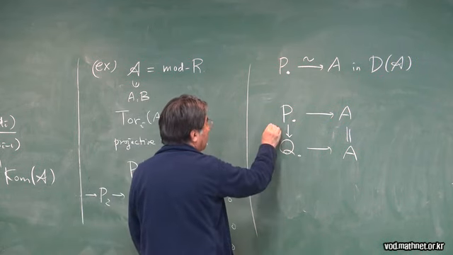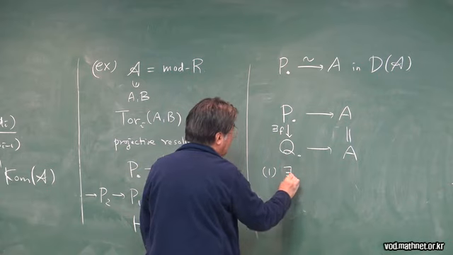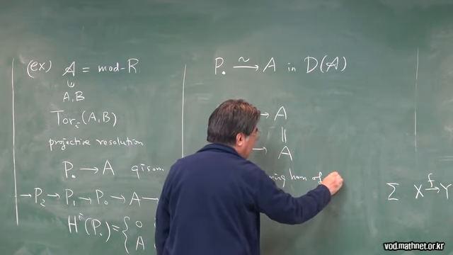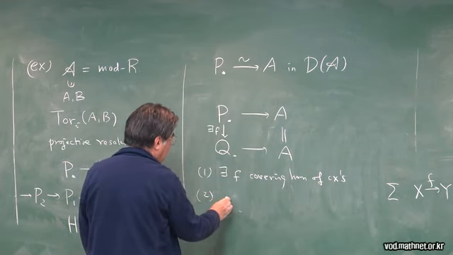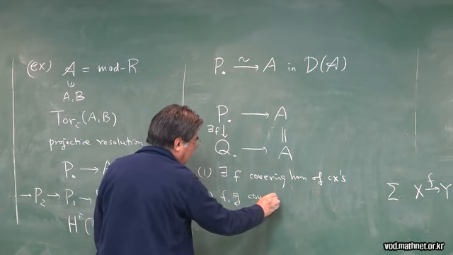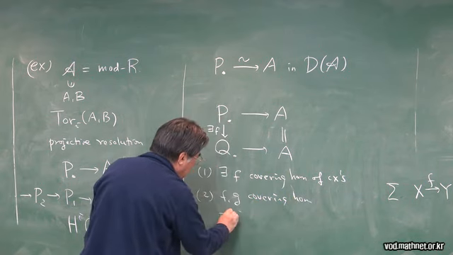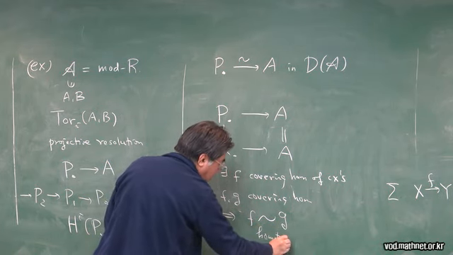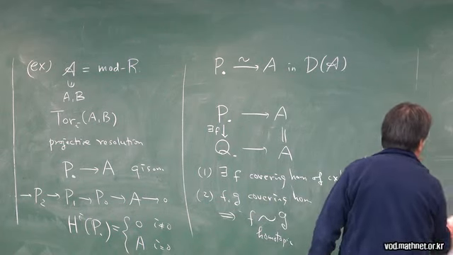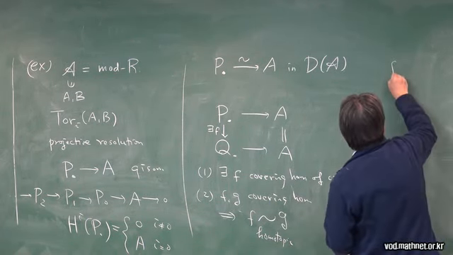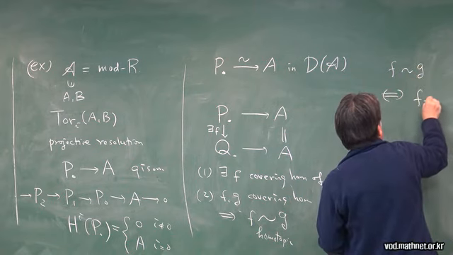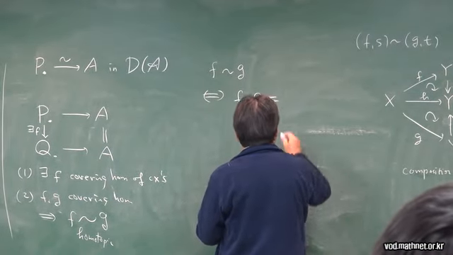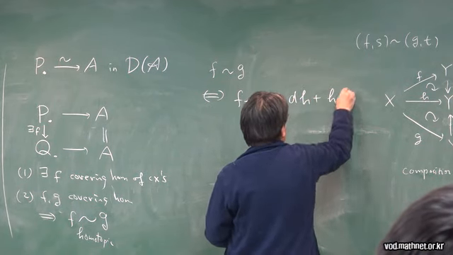So there always exists F. First of all, there exists F, a covering homomorphism of complexes. And secondly, if there are two covering homomorphisms, then they are homotopic. Homotopic means that F minus G is equal to some homotopy, dH plus Hd. So what is this?